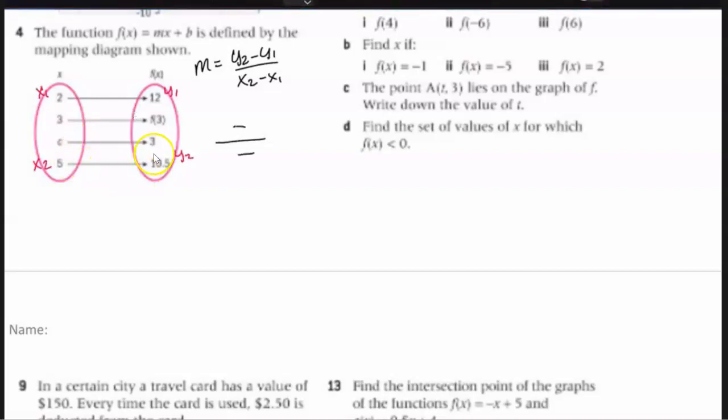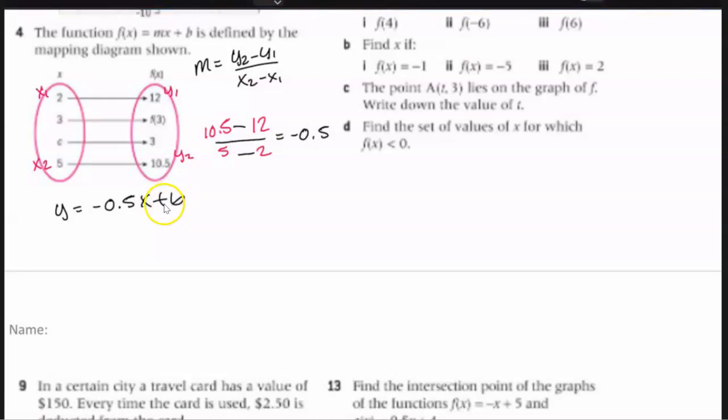So this is going to be my x1, y1, x2, y2. My y2 is 10.5, my y1 is 12, so I'm going to have 10.5 minus 12. My x2 is 5, my x1 is 2, so you're going to have 5 minus 2. And that should give you -0.5. So that is your slope. So I have my general formula, y equals -0.5x plus b, because I know my gradient is -0.5 or -1/2. You can leave it as a decimal or a fraction.